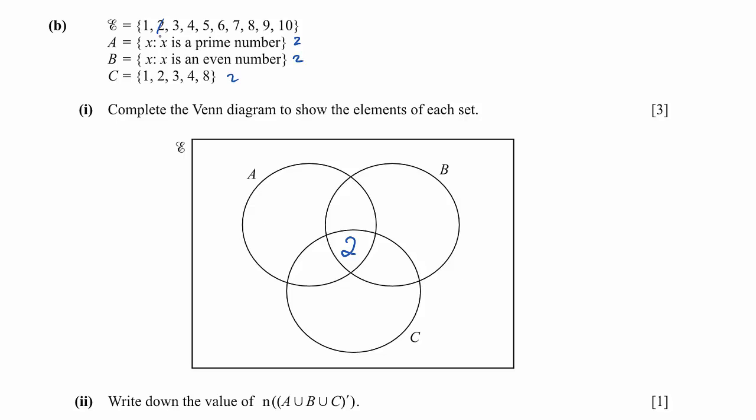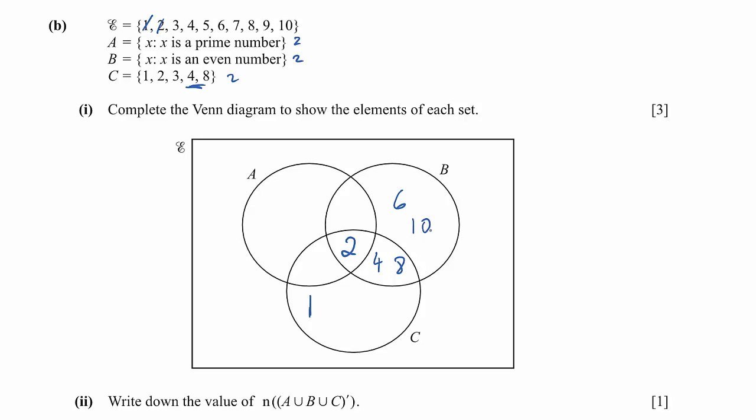So we know that 1 isn't prime, it isn't even, and therefore it's in C, so it must just go in C. So we've placed the element 1. Now, any other even numbers are either going to be in B and C, they're not going to be in the primes, and we've got 4 and 8 here, so it looks like 4 and 8 go in there, which means that 6 must go in here, and so must 10.